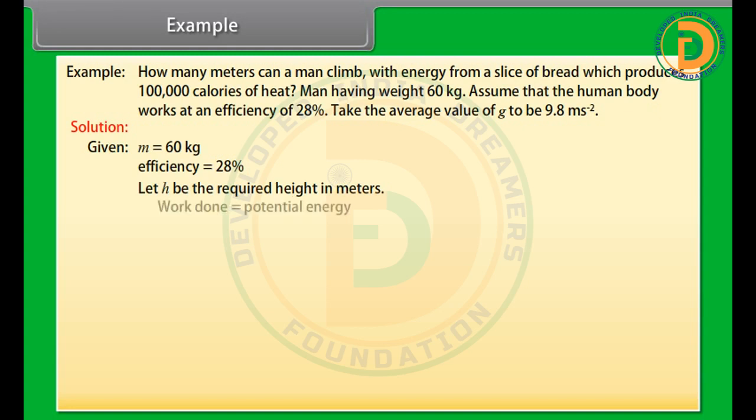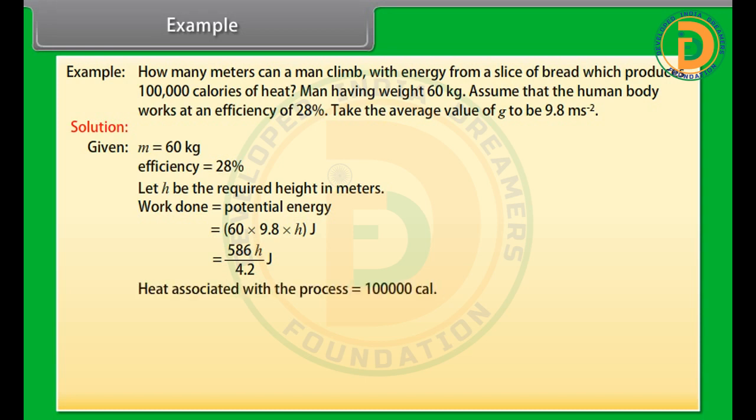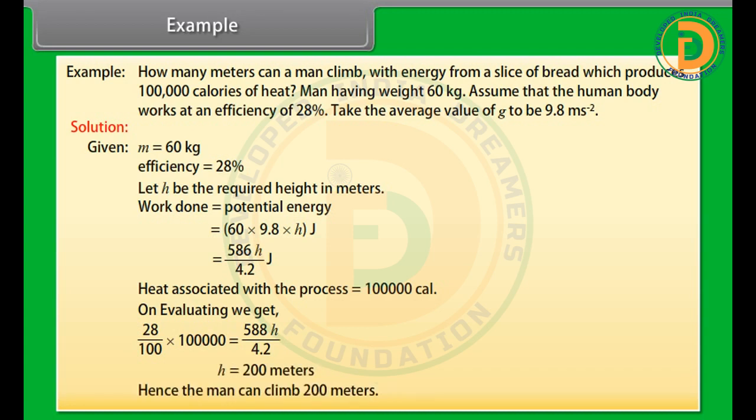Now, we know that the work done is equal to potential energy. So, by simplifying it, we get 60 into 9.8 into H joule. By calculating it, we get 588 H upon 4.2 joule. Heat associated with the process is equal to 100,000 calories. On evaluating, we get 28 by 100 into 100,000, which is equal to 588 H upon 4.2. So, H is equal to 200 meters. Hence, the man can climb 200 meters.